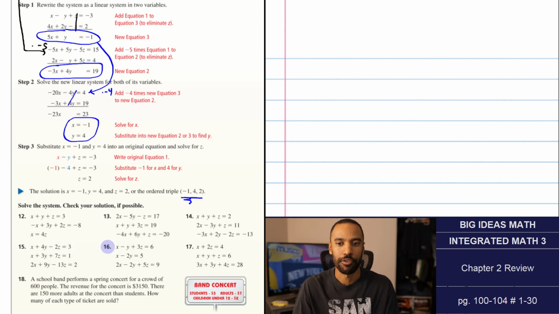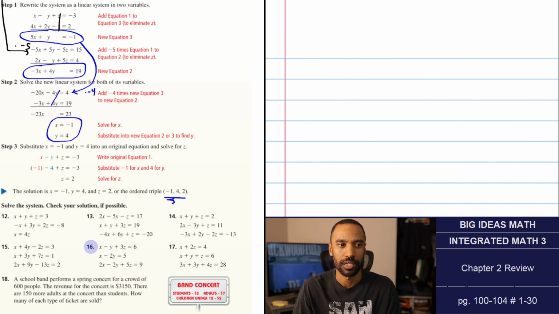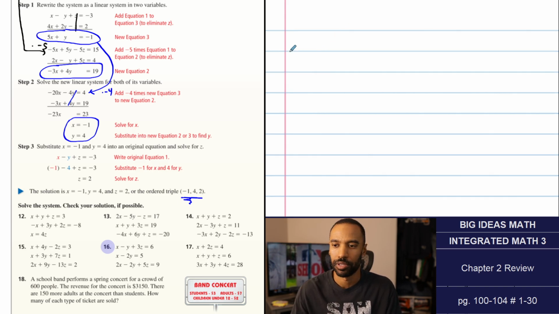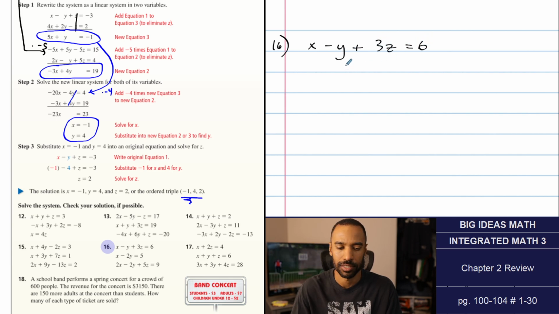So on number 16, if you can tell, the middle equation doesn't have a z. That means it's probably best that I try and eliminate z's in one of the other ones. So let's try that. So number 16, I got x minus y plus 3z equals 6.